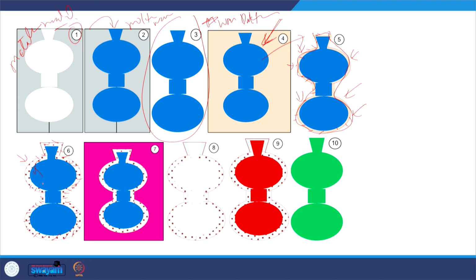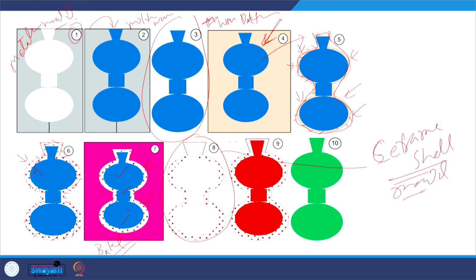Once this is achieved, then what will be done? We will be doing the baking. Baking will help in hardening of the shell as well as removal of the wax, because the wax will be melting, so this wax will be removed. So at the end, at the eighth step, the ceramic shell, which will be used as a mold, is obtained. In this ceramic shell, we will be filling in the molten metal. This molten metal, on solidification, will give us the casting of the desired size and shape.